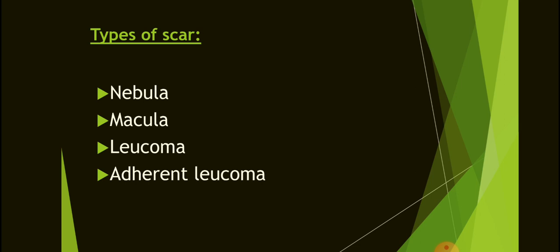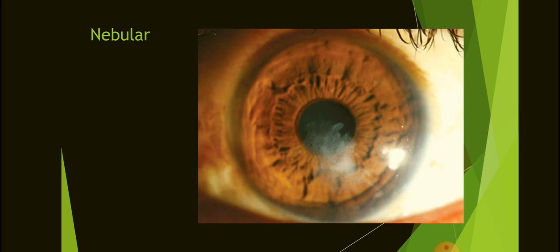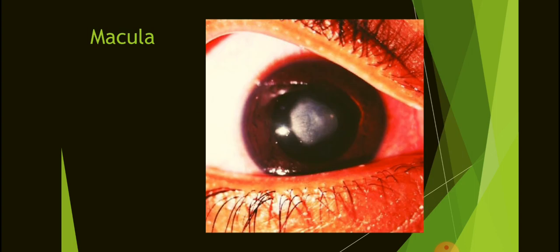So let's start with nebular scar. As you can see in the picture, a nebular scar is a very faint corneal scar. So nebular scar is limited to Bowman membrane. It sometimes goes to the superficial layer of the stroma, but in maximum cases it is limited to Bowman membrane. So it's a very faint corneal scar which ultimately leads to, we can say, no visual disturbance, that is nebular scar.